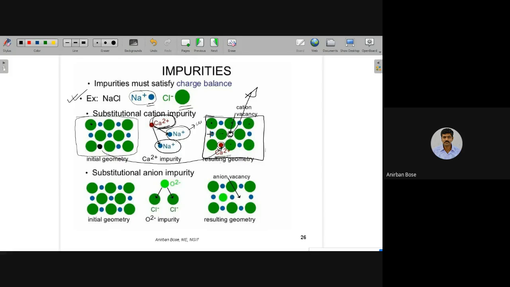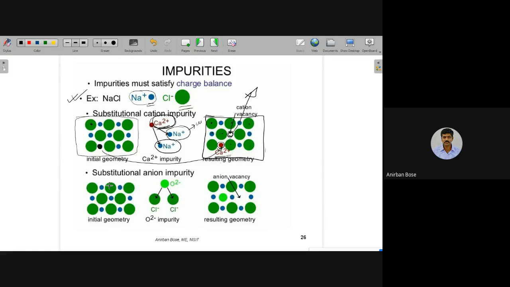So when you are substituting one of the cations with a higher valency cation, it is possible to get the cation vacancy. Clear? What is cation vacancy? Yes, sir. Okay.